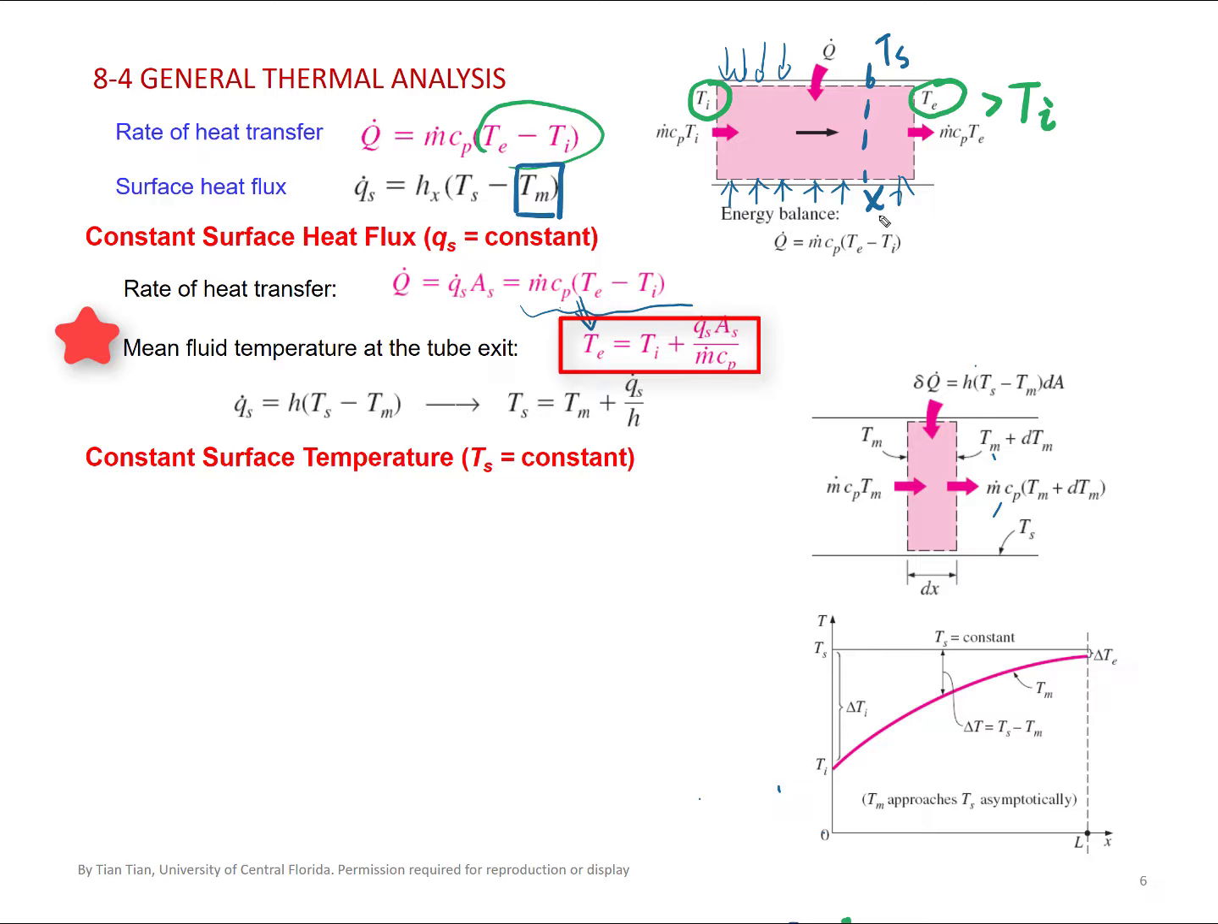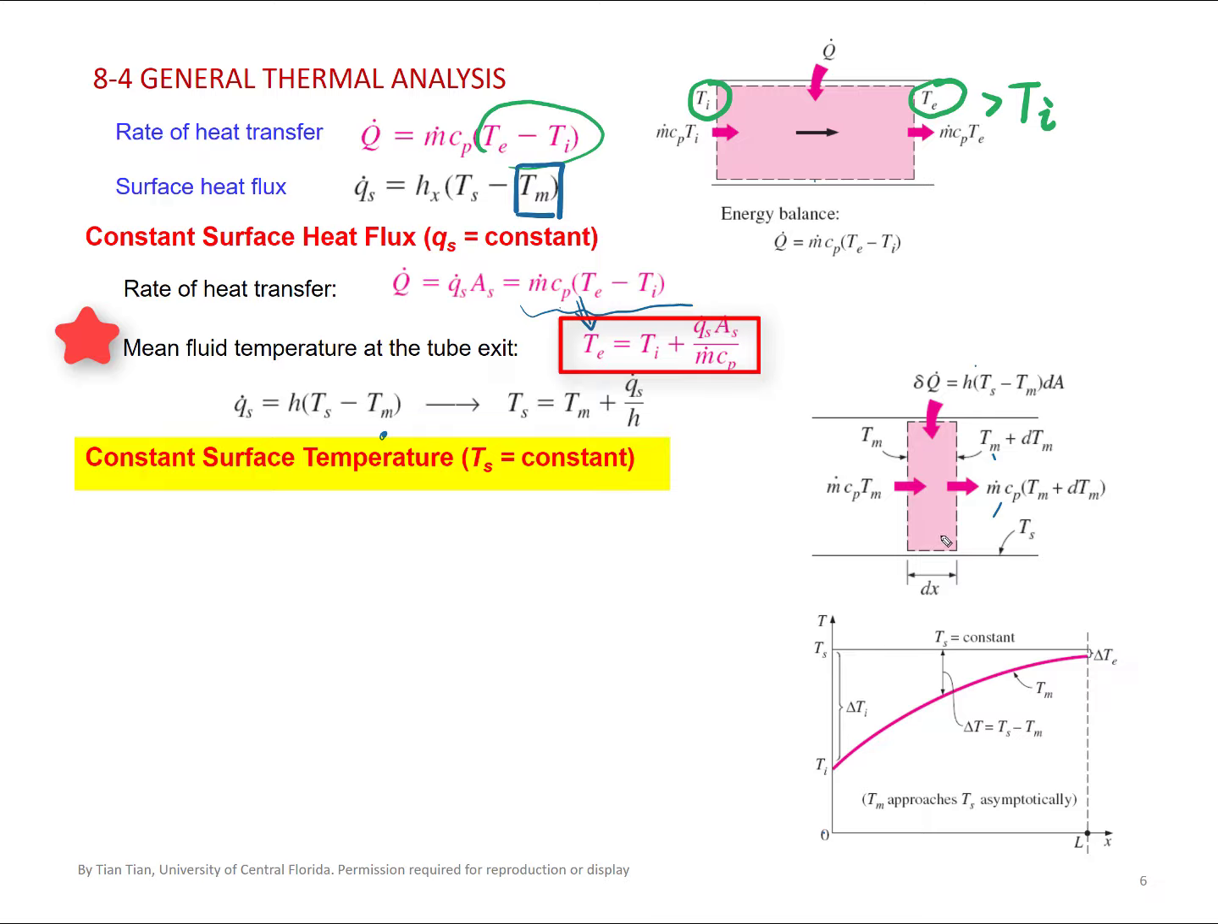If we apply Newton's law of cooling for any x, then heat flux is equal to h multiplied by temperature difference between the surface and the fluid. Again, the temperature of the fluid is the mean temperature here. From this, we can express surface temperature Ts in terms of the mean temperature of the fluid and qs. What about if surface temperature remains constant?